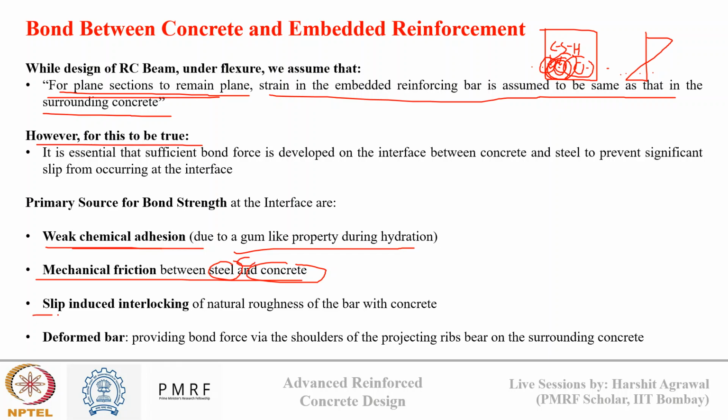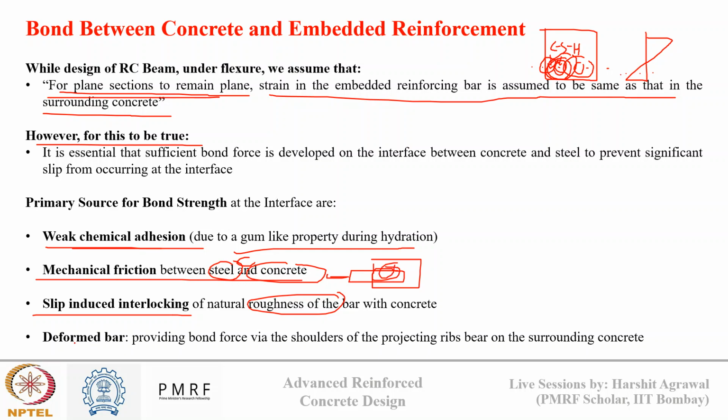Then there's slip induced interlocking between steel and concrete. Generally the steel surface has a rough nature. So when the steel is moving, suppose due to some load the steel is being forced out of concrete, then due to this rough texture of steel also there will be some bonding between steel and concrete.